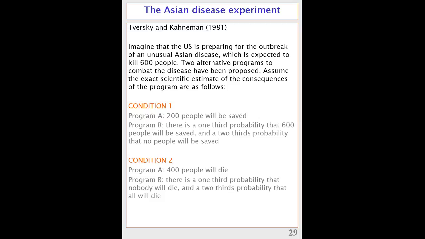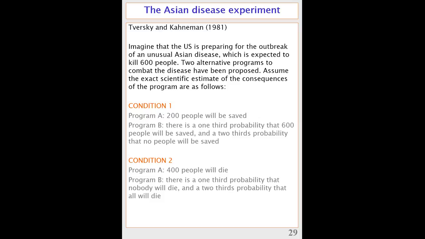There were 2 conditions, and you were in 1, not more. First condition, program A, is of the following kind, in the scenario that you all had. Imagine that the US is preparing for an outbreak of an unusual Asian disease. It is expected to kill 600 people, and 2 alternative programs have been proposed. Assume the exact scientific estimate of the consequences of the program are as follows.